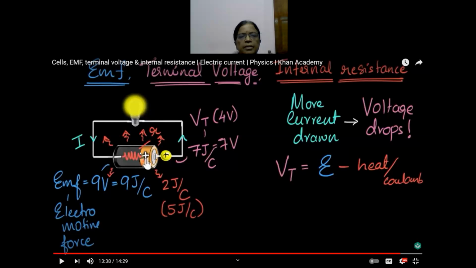Now, what is the voltage drop across the cell? The equation is I into r. I is the current flowing through the cell and r is the internal resistance. So the voltage dropped across this resistor is I into r. That is the voltage drop across the resistor. So that relation we have tried, heat per coulomb, that is the voltage dropped across the resistor, I into r.